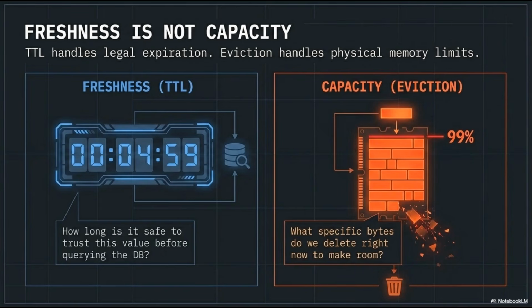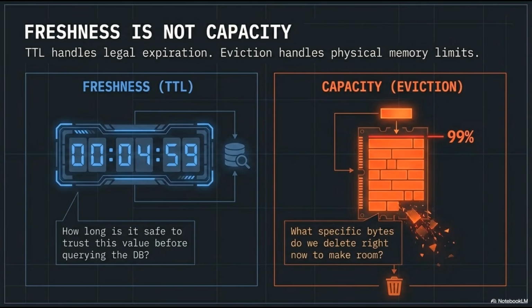I see. So if you rely purely on TTL, your cache just ends up hoarding cold, useless data simply because the clock says it hasn't technically expired yet. Yes. Meanwhile, you might be rejecting or randomly dropping highly valuable, constantly requested data just because the memory is saturated. Exactly. You need a dedicated eviction policy.